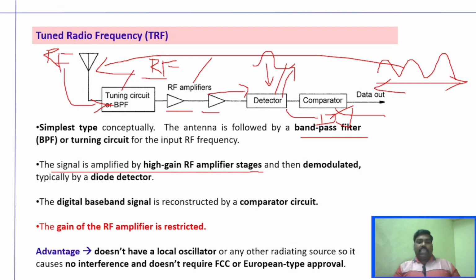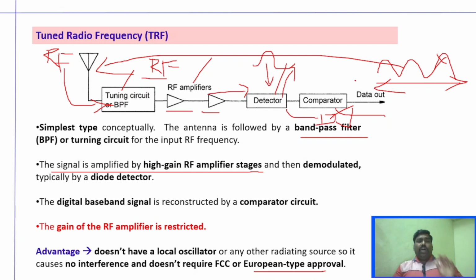So the gain is restricted here, and a very important advantage of the TRF receiver is that we are not using any local oscillators here, so it does not create any oscillations. We do not use any local oscillator or any radiating source, so no interference will be created. And very importantly, it is used for short range devices, and it does not require any permission or approval from FCC or European regulations.